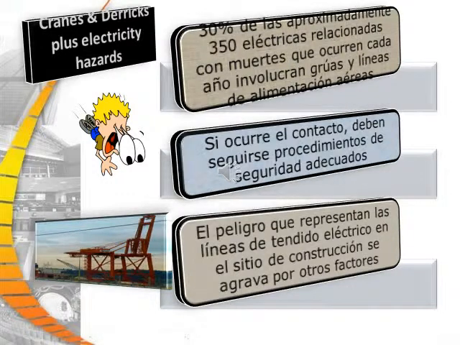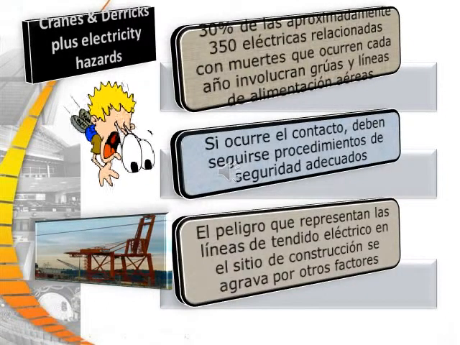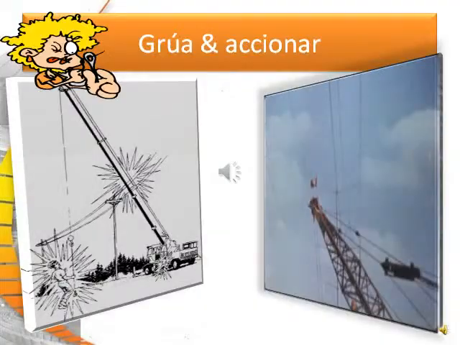30% of approximately 350 electrical-related fatalities that occur each year involve cranes and overhead power lines. If contact does occur, proper safety procedures should be followed. The danger posed by overhead power lines at a construction site is compounded by other factors. Here we can see a depiction of cranes and power lines.